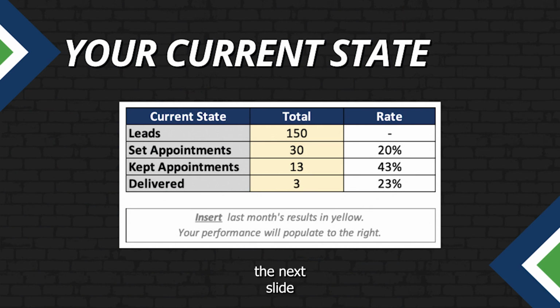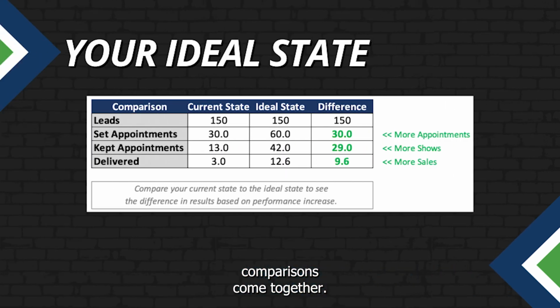And then we're going to go to the next slide and we'll start to see how these comparisons come together. Okay. So for us, current state, same 150 leads between current and ideal. Our percentages change. So I move from 30 set to 60 set. I move from 13 kept to 42 kept. And I move from 3 delivered to 12.6, call it 13. Okay. Got a 10 unit delta there in a month on that piece. So take a minute, run through that, see what your difference column looks like.